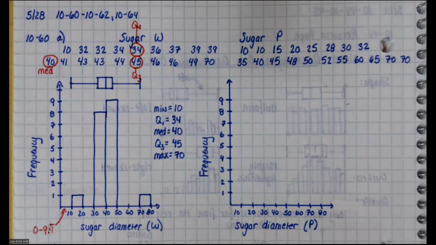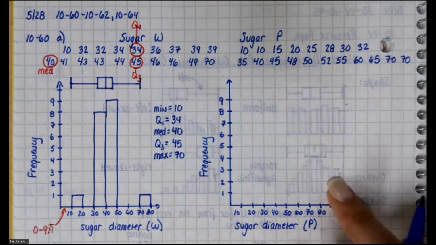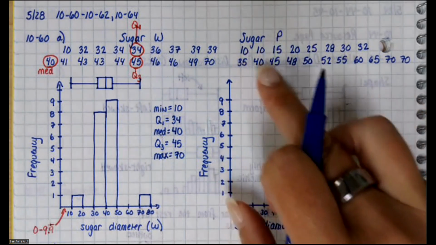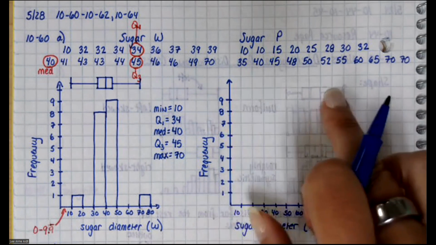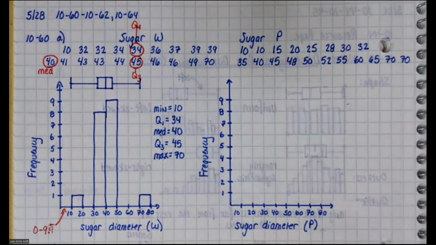Okay, I would like you to take a few minutes in your groups to repeat this process for sugar P. Find the 5-number summary, find the box plot, and the histogram, please. Definitely talk about it.